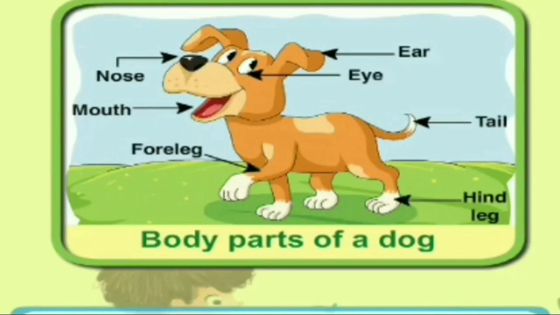Children, let us see elaborately the body parts of a dog. Dogs have 2 ears, 2 eyes, 1 nose, 1 mouth. The legs at the front are called forelegs. The legs at the back are called hind legs. Their bodies are covered with hair which is called fur. And at the last, they also have a tail. Children, now I hope it is clear to you all.